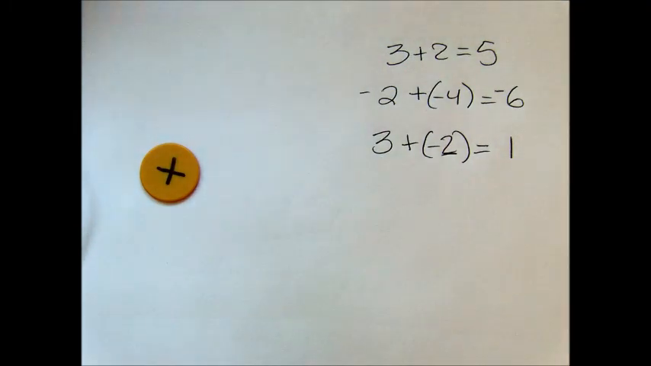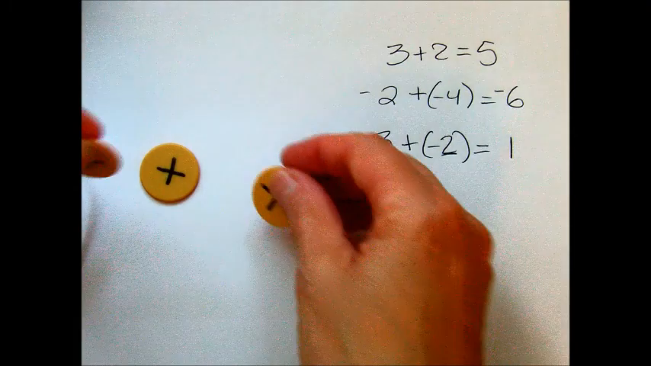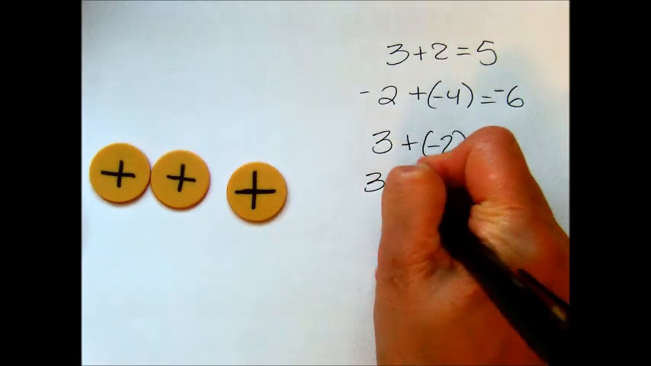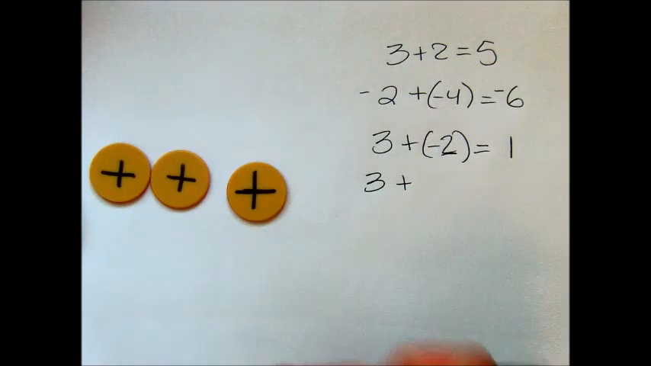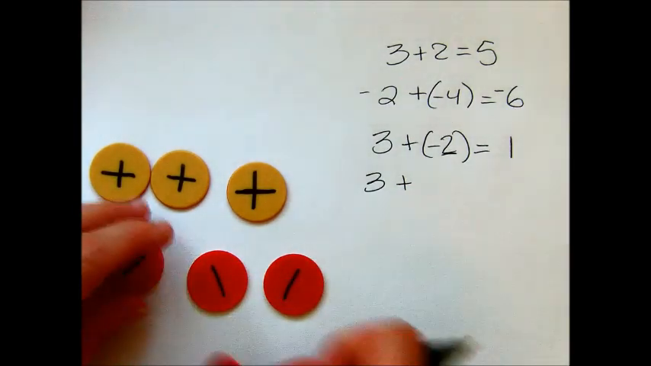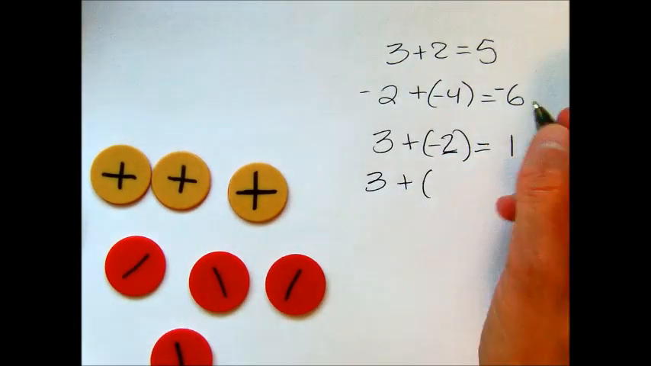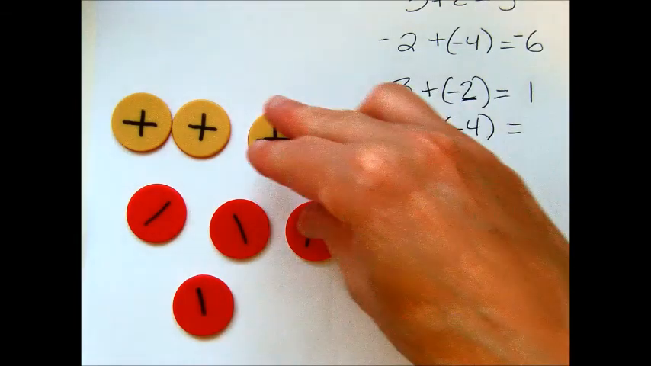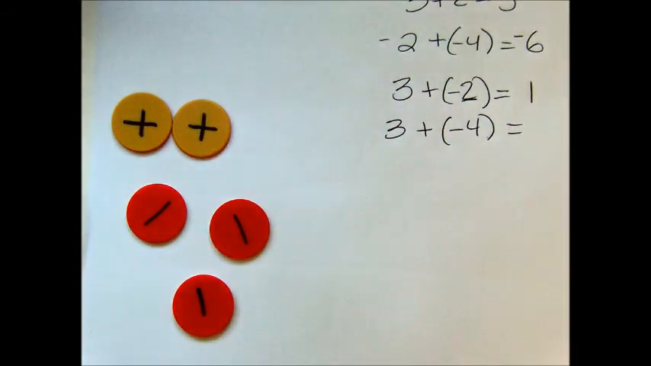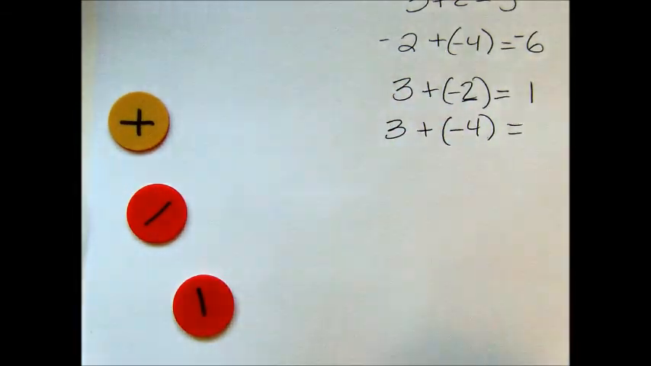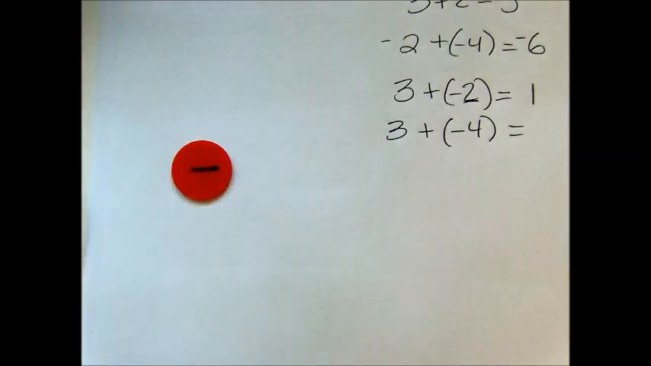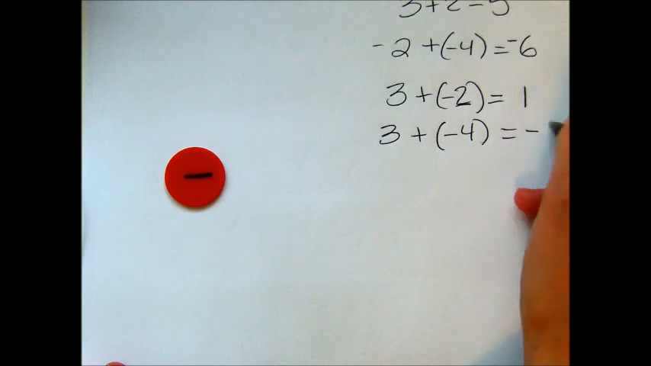Let's do the second scenario. Let's say again we've got 3 positives, and we're going to add to that 4 negatives. Okay, so 3 plus negative 4. Again, visually, I'm going to take my zero pairs out of the problem, and notice what's left is just a negative 1. Okay.